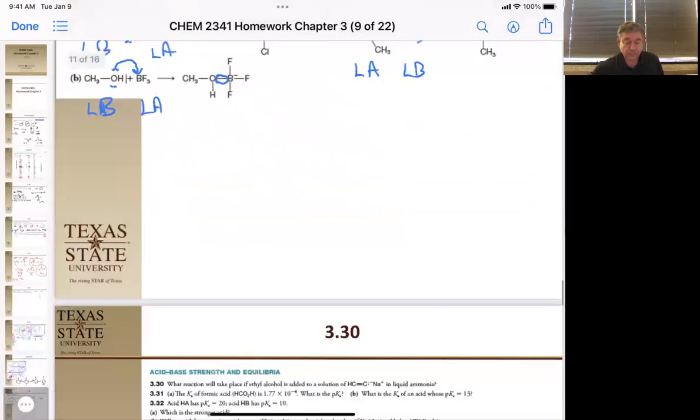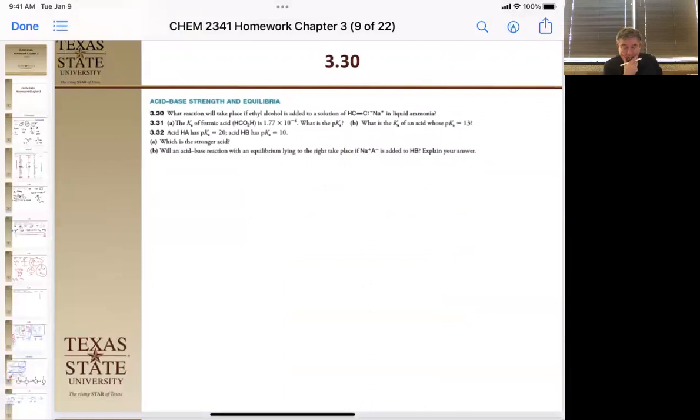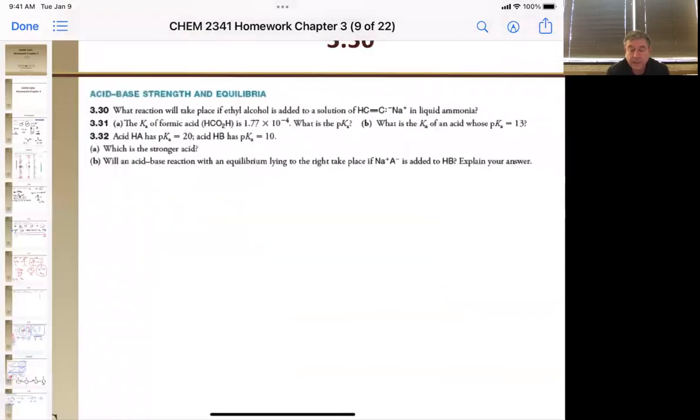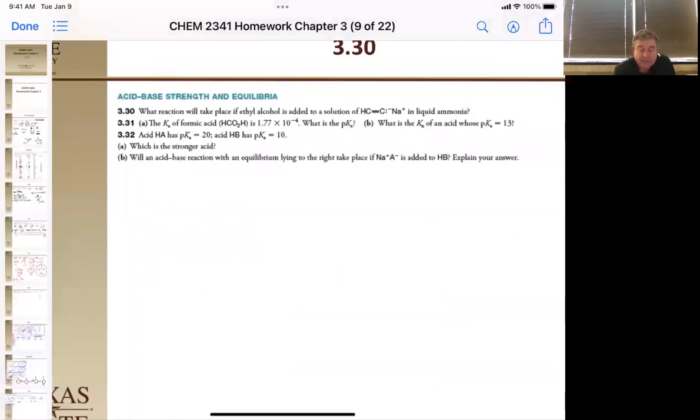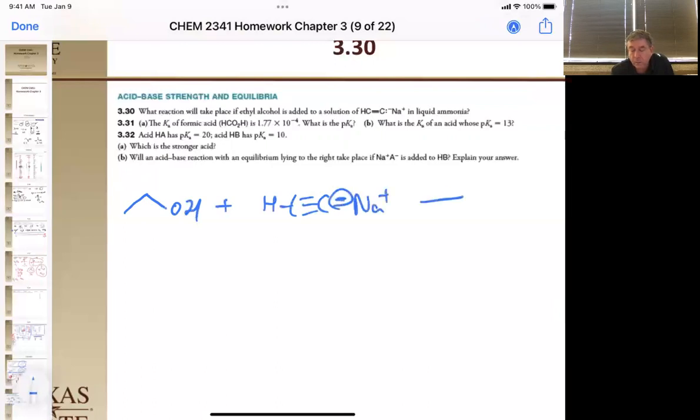All right. So let's go on to number 30. What reaction will take place if ethyl alcohol is added to a solution of, and that looks like acetylene to me, the acetylide ion in liquid ammonia? Okay, so let's see. We have OH plus H, triple bond there, negative, sodium plus. What's going to happen? Well, what could happen is that we could transfer a proton from here to here, because it's an acid-base reaction, and that would give us a salt of the alcohol and.